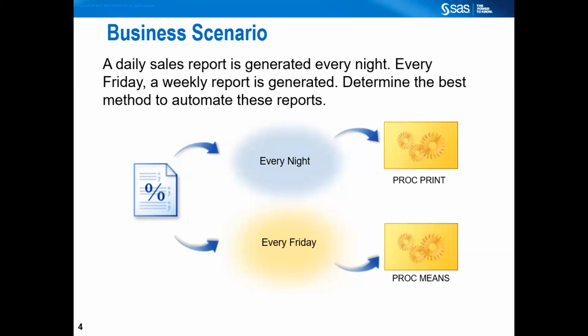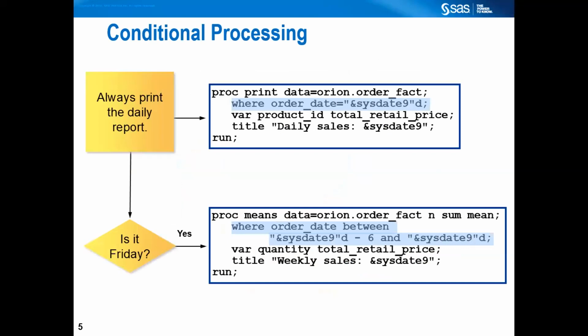So this is one great example we are going to learn. That's what it's telling. We are going to write a macro with conditional processing. So always print the daily report, and in case it is Friday, then only it should process your weekly report, which is your summary report, which you have written as proc means on the same table.